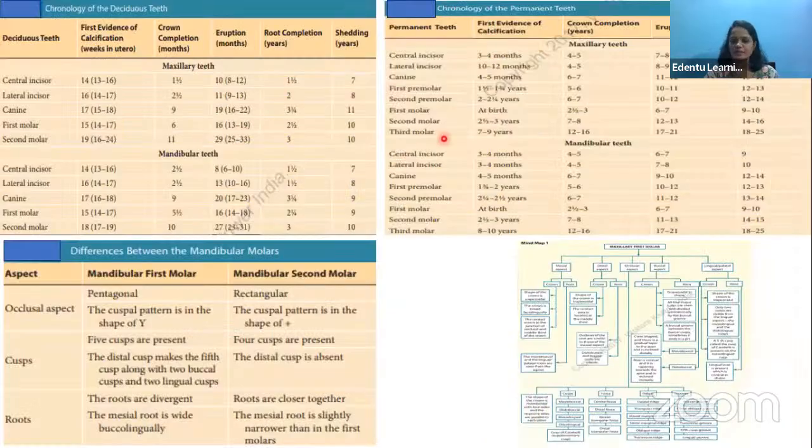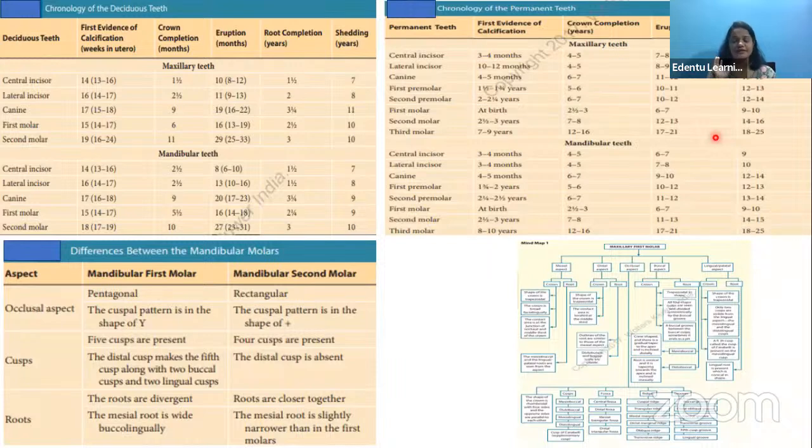Now, these are the two tables that I was talking about. One is the chronology of the deciduous teeth, and the other is the chronology of the permanent teeth. These two tables are extremely important. Again, I will suggest you take a printout of it, or take a xerox copy, or if you want to learn from your own handwriting, you can draw the table and paste it on your study table.